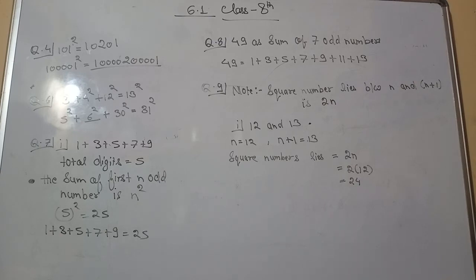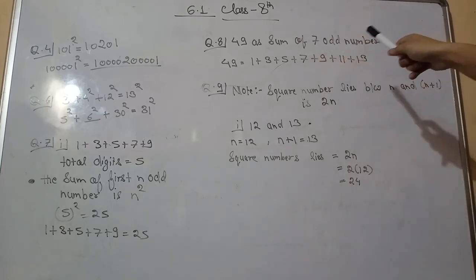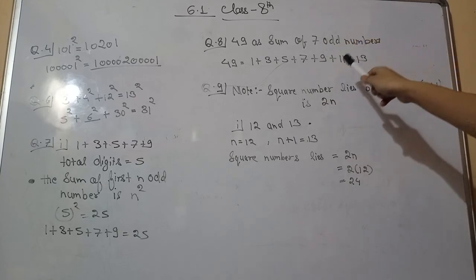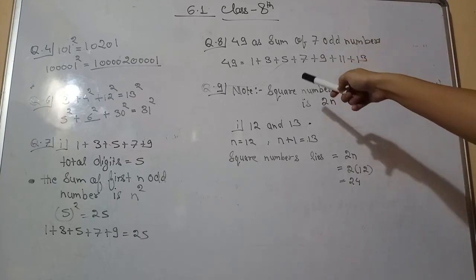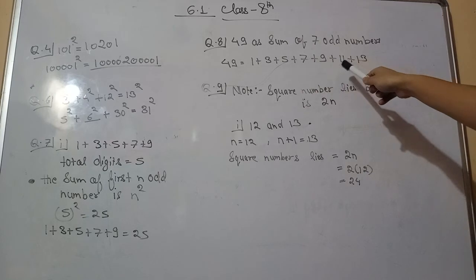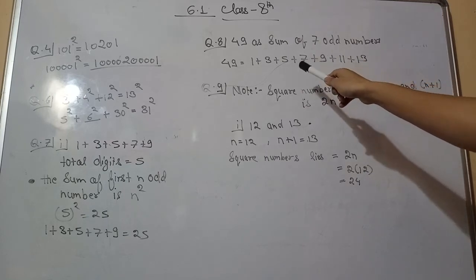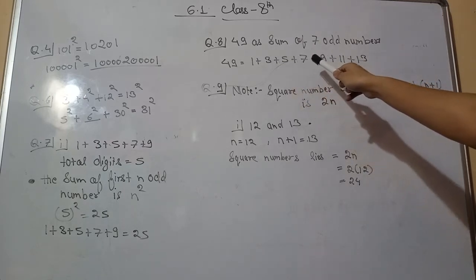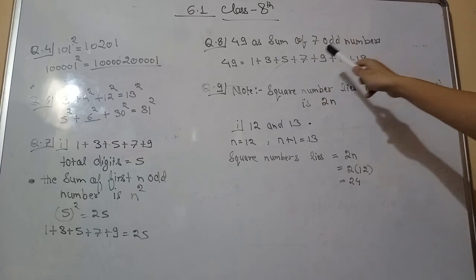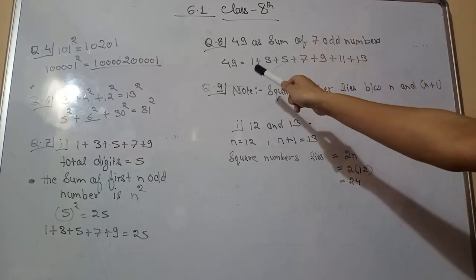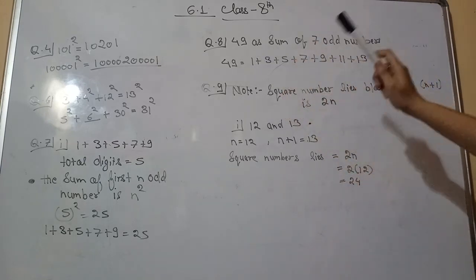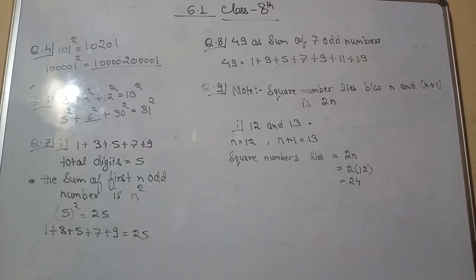Okay. Now in question number 8, what do we have to do? Express 49 as the sum of 7 odd numbers. So here is 49. We will start from 1: 1, 3, 5, 7, 9, 11, 13. Now count how many odd numbers: 1, 2, 3, 4, 5, 6, 7. So like this we can express 49 as the sum of 7 odd numbers. This is our question number 8.